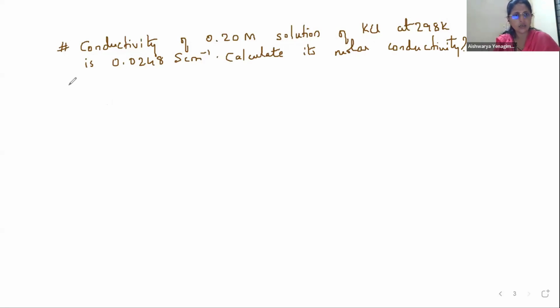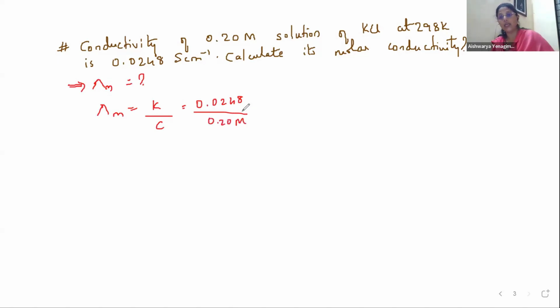So what is being asked? You are supposed to calculate molar conductivity. And I know the formula for molar conductivity is kappa by C, correct? So what is my kappa? 0.0248 by 0.20 molarity. Conductivity is given, 0.20 molar is my concentration. So concentration in the form of molarity, capital M stands for molarity.